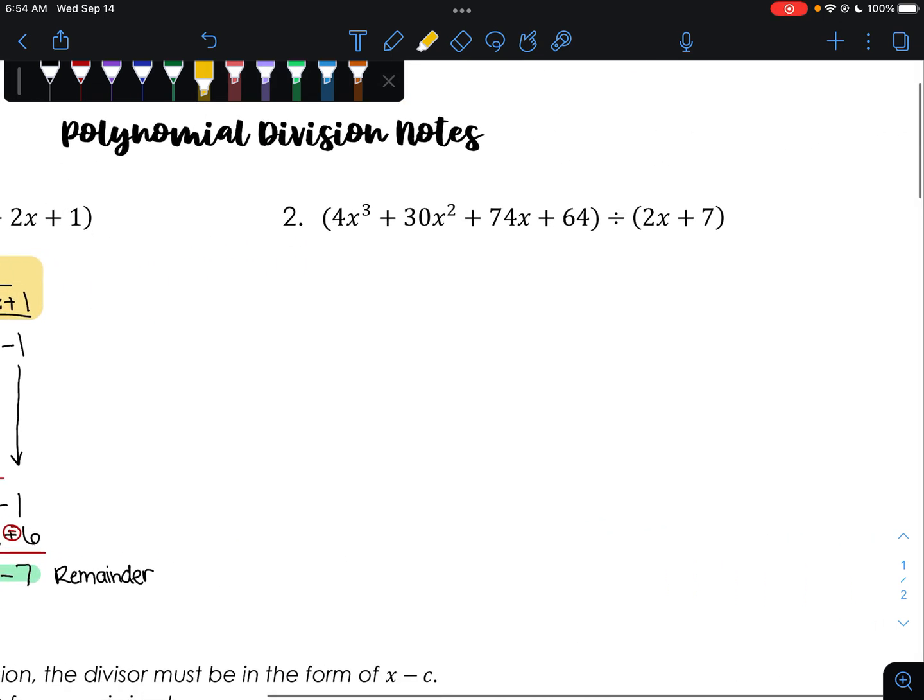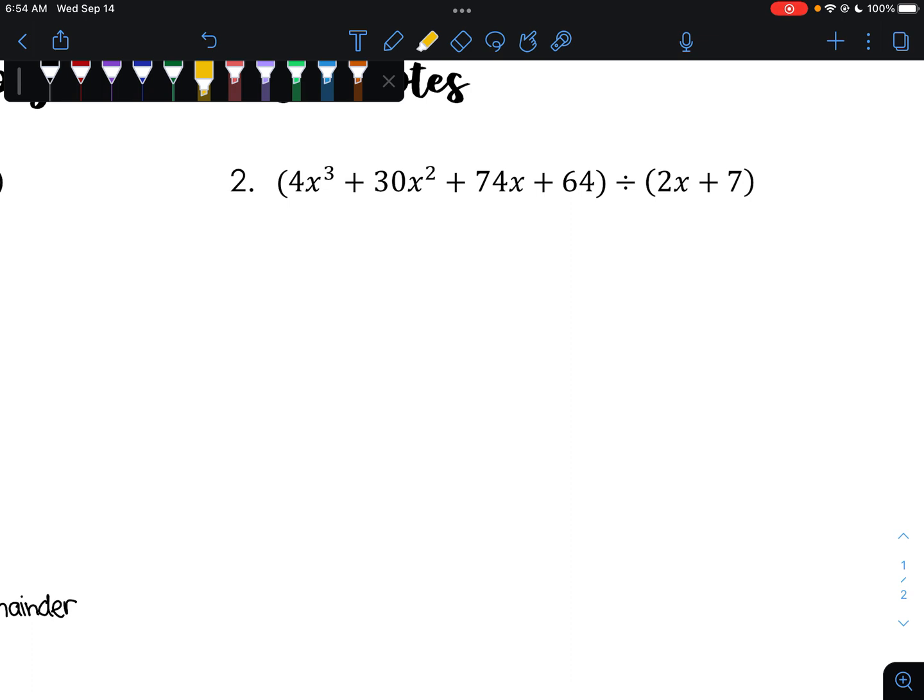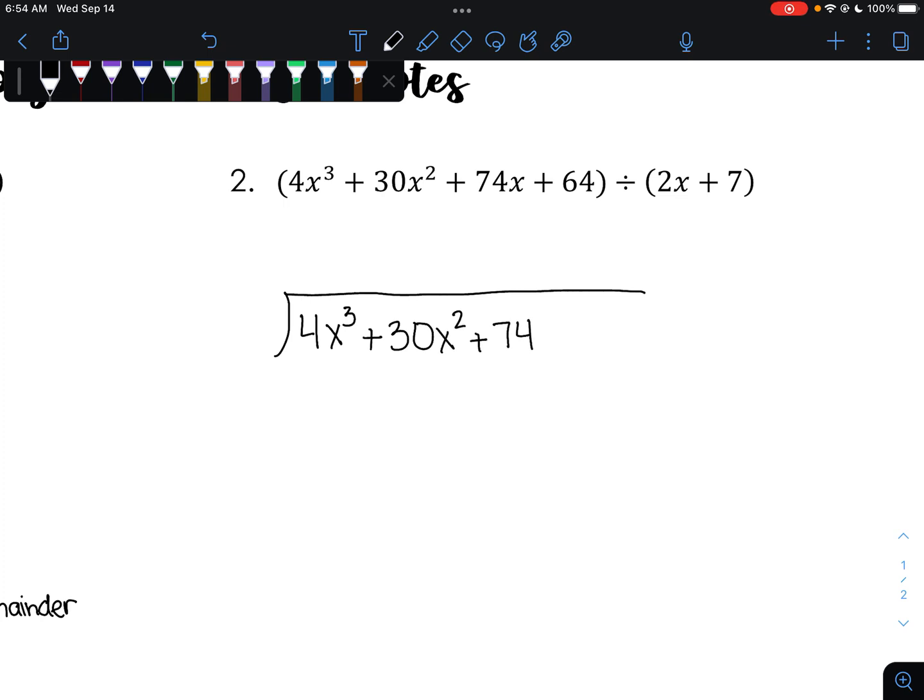Going on to number 2, same process. If you want to pause the video and attempt this yourself, go ahead and do so. So here we go. We're going to draw our division symbol. What we're dividing goes on the inside, making sure we're not missing any terms. So I have an x cubed, I have an x squared, I have a 74x and a constant, so I'm not missing anything. I am taking what I'm dividing by and putting it on the outside.